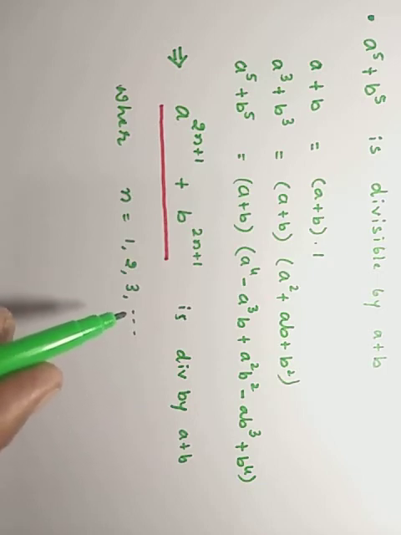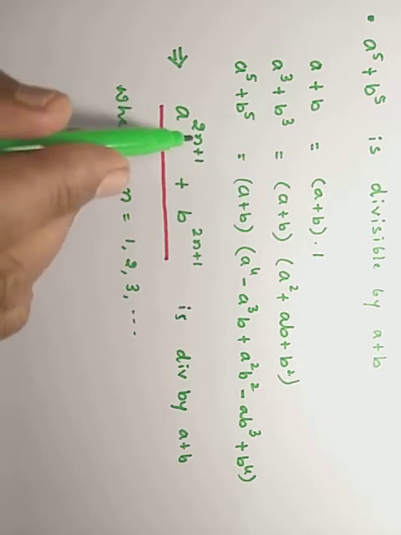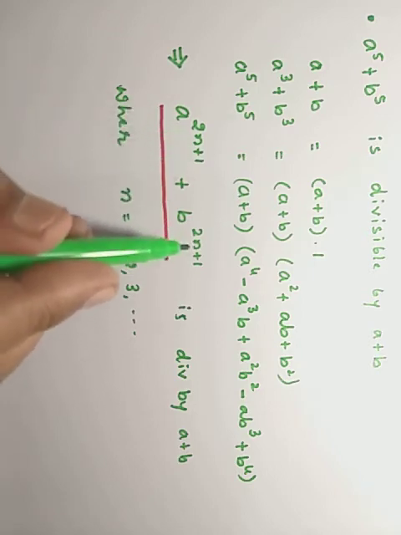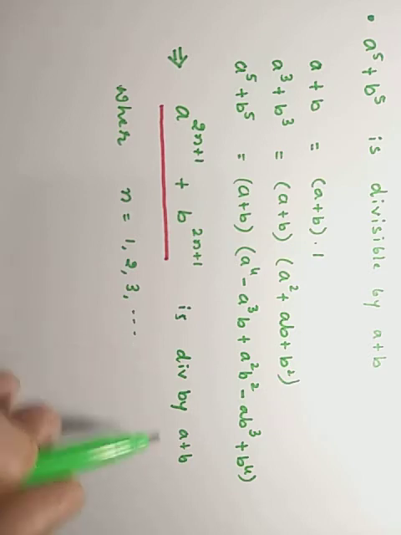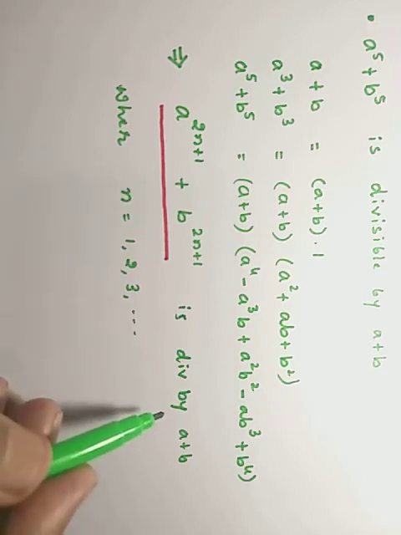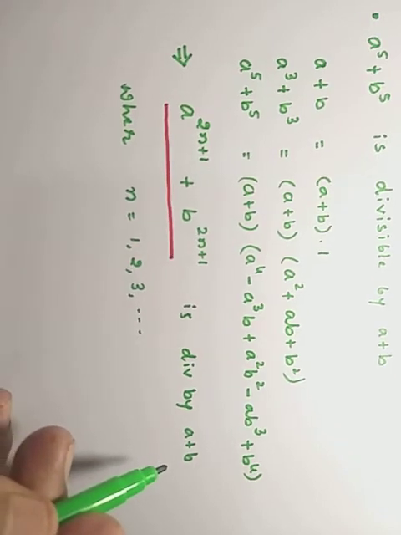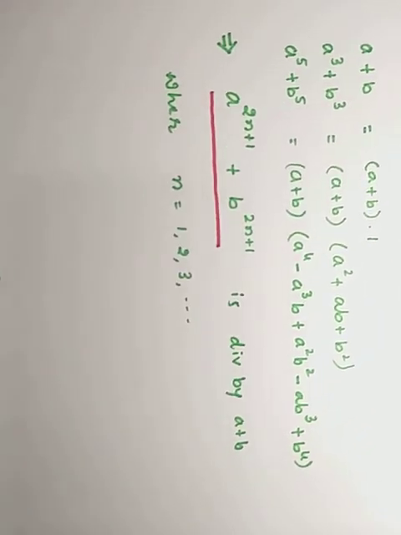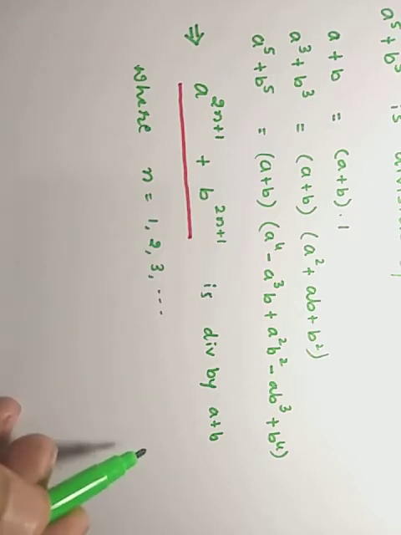Hence, a general rule is that A to the power 2n plus 1 plus B to the power 2n plus 1 is divisible by A plus B. That is the condition of divisibility by a binomial A plus B. Well, where we have taken n is equal to 1, 2, 3, 4 and so on.